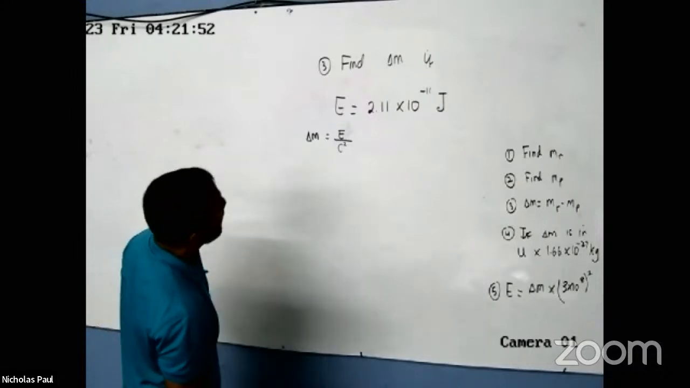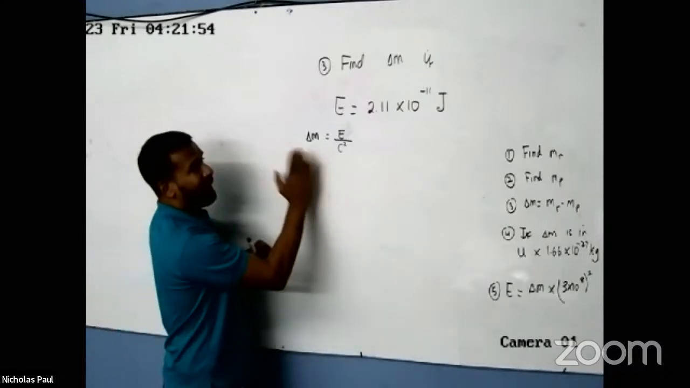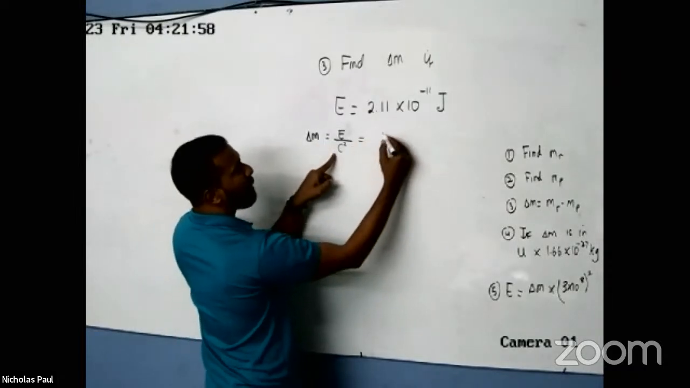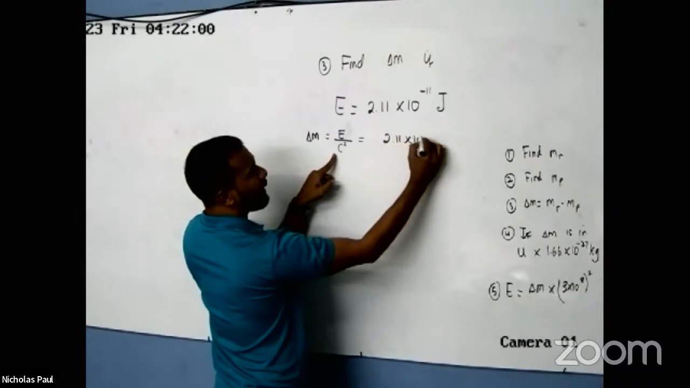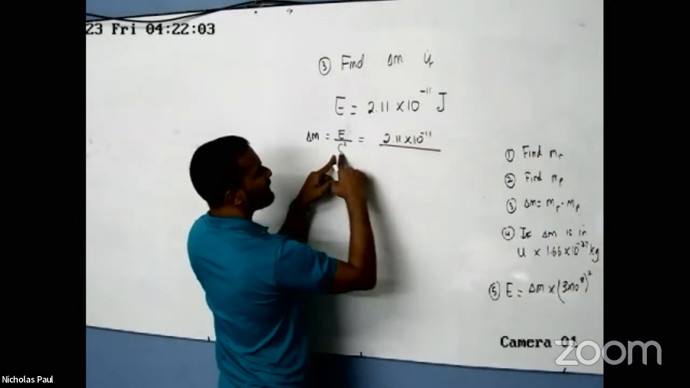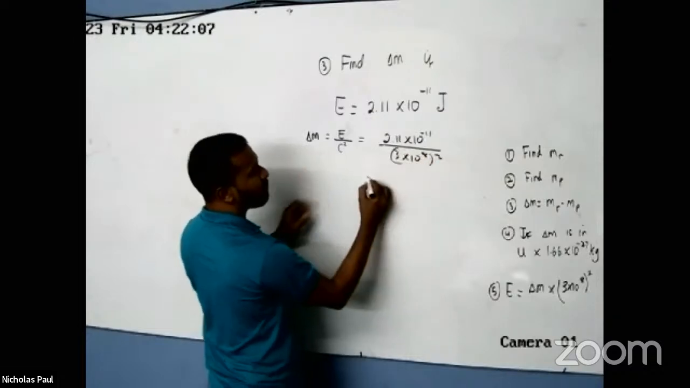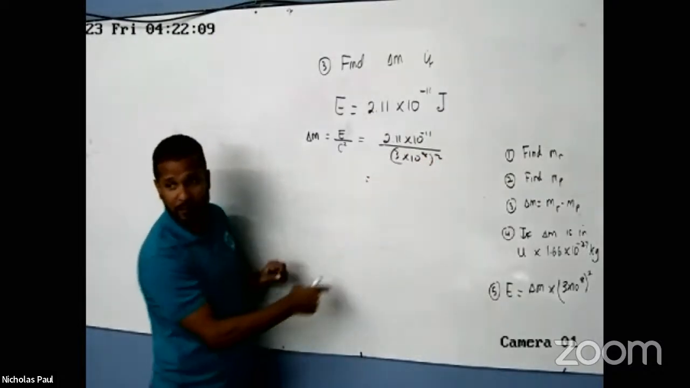Okay, nice. So we want to get delta M. We know delta M is equal to E over C squared, right? E is 2.11 by 10 to the minus 11. C squared is 3 by 10 to the 8 squared. When you work this out, this value will be in kilograms.